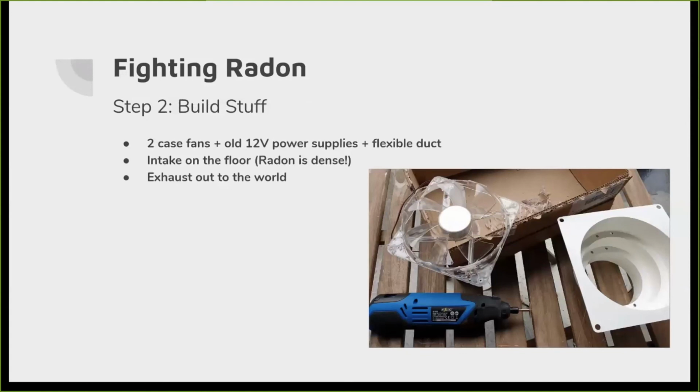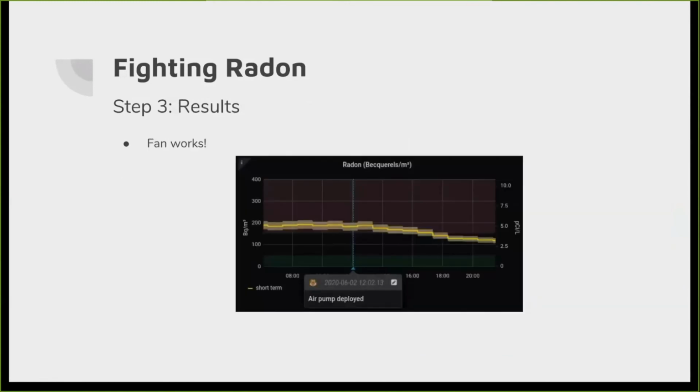I got 2 old case fans and some ancient power supplies, and attached them to a flexible duct. I put the intake on the floor of the room, and the exhaust out in a hole in the wall to the world. My results were great. When I turned on the fans, I saw the radon level gradually drop. This continued over time, and I've got it running right now.